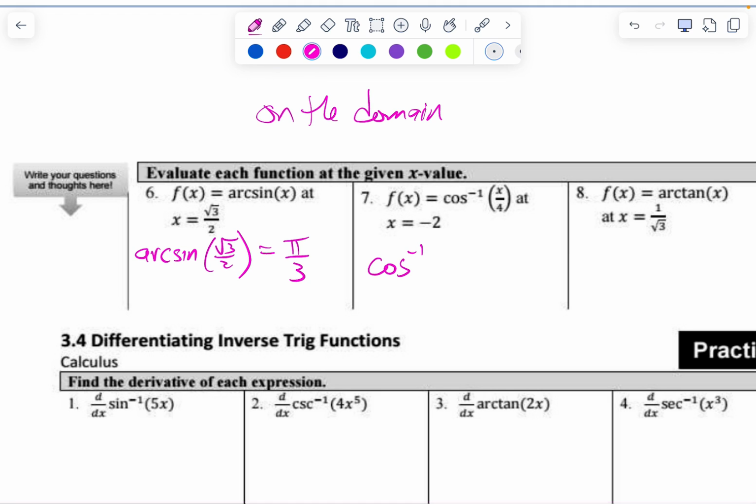What is inverse cosine of negative 2 over 4? Well, that's the same as negative 1/2. So where do we have a negative 1/2 cosine value? Remember, cosine's domain is on the top half of our unit circle. So where does it have a negative 1/2? 2 pi over 3. On the left, good. All right, so that's all those are.